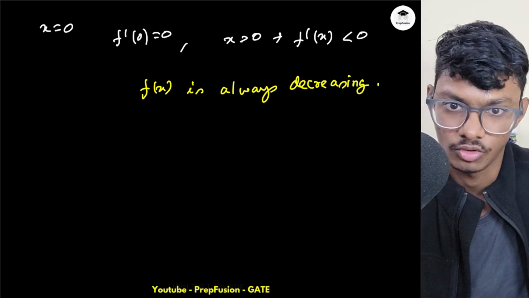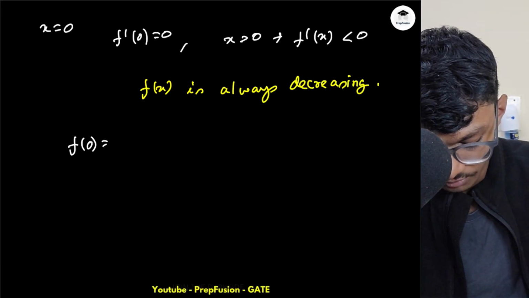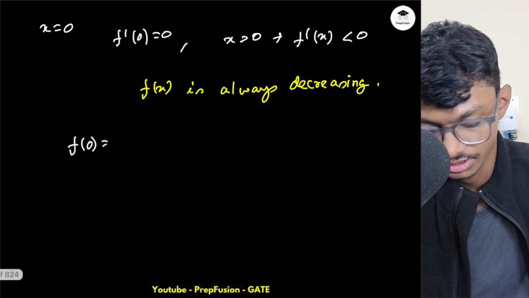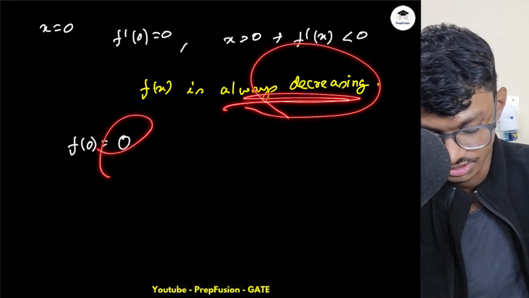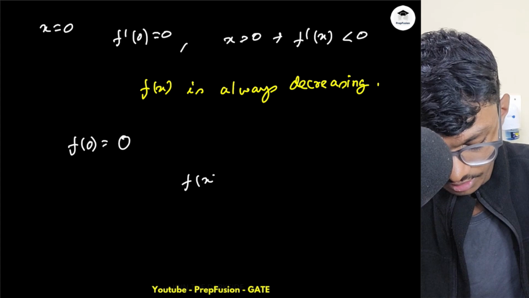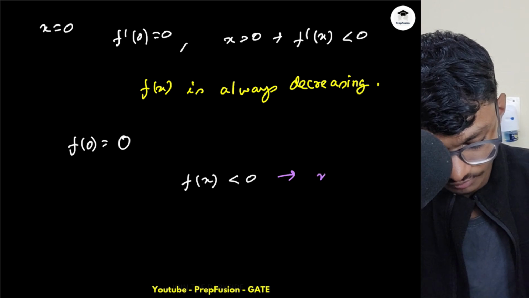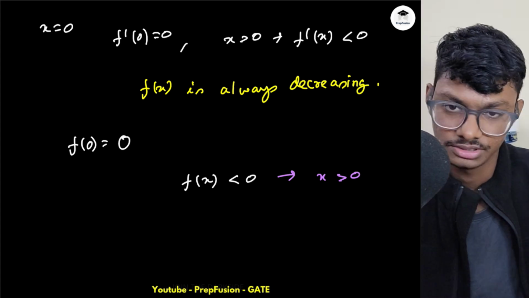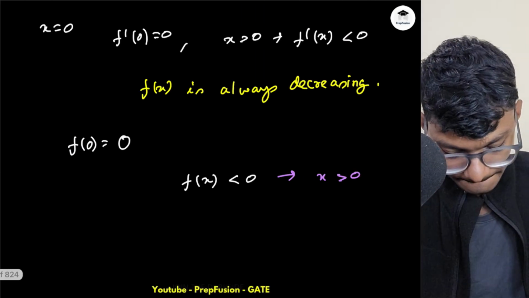Now if my f(x) is always decreasing, what is my f(0)? I am starting from 0 itself. f(0) is ln 1 minus 0, which is 0 minus 0, so 0 itself. So here again this point comes into play: it is always decreasing, so it can only go down from 0. So this f(x) has to be less than 0 for x greater than 0. For x greater than 0, it will only go down from here.